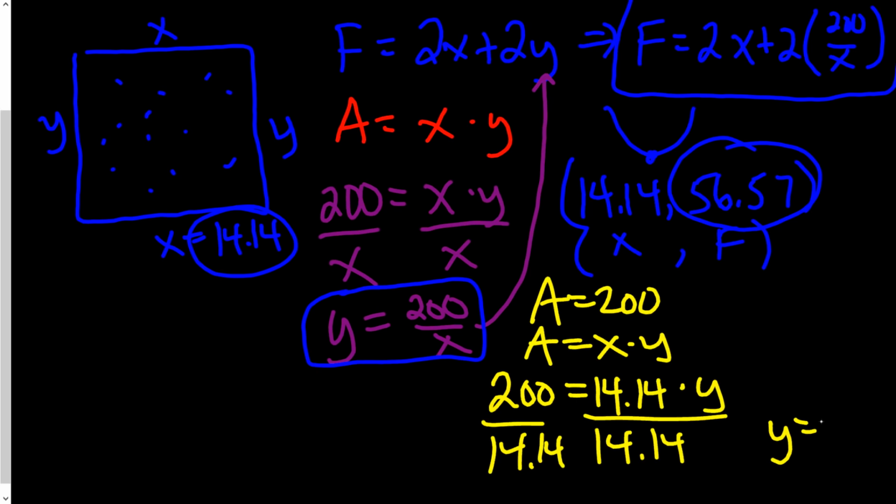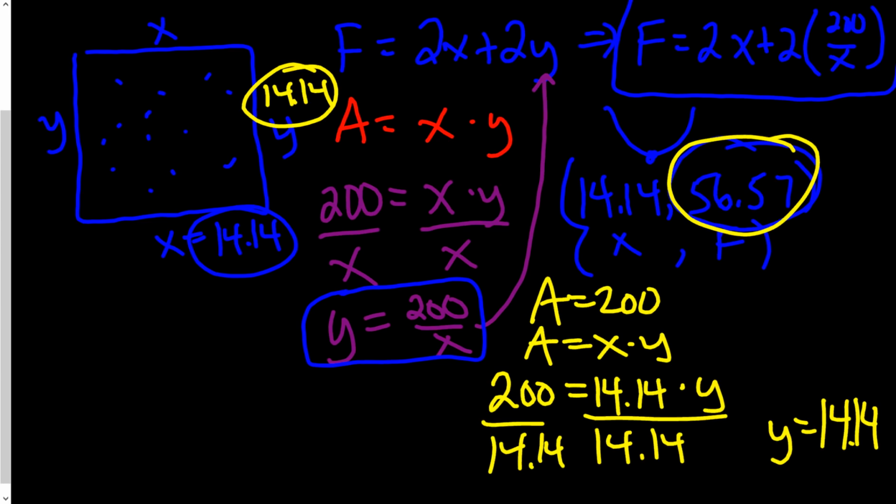So no surprise here, the optimal rectangle ends up being a square. Okay, so our dimensions are 14.14 by 14.14, and the minimum amount of fencing for that 200 square foot area is 56.57 feet of fence. All right, so those are a couple of optimization examples for you dealing with fencing around a perimeter.